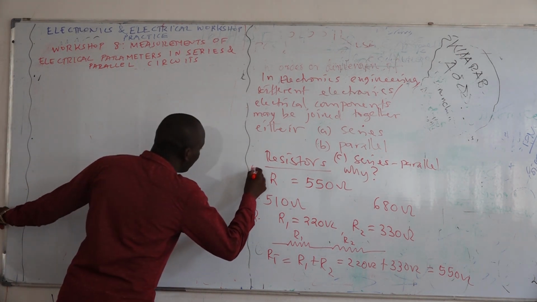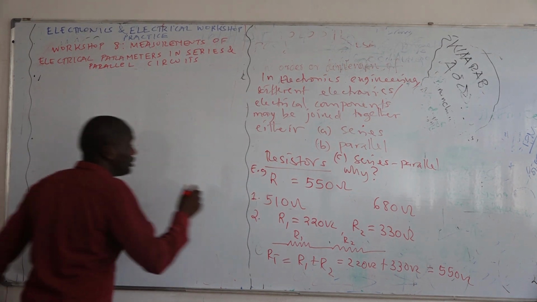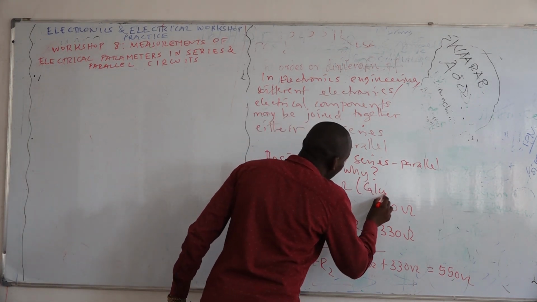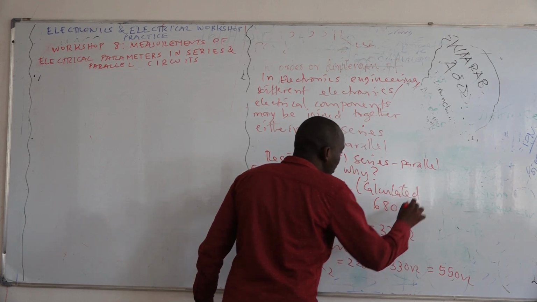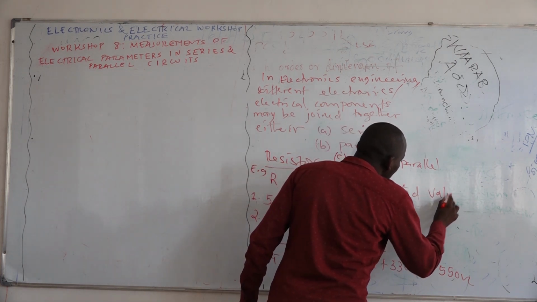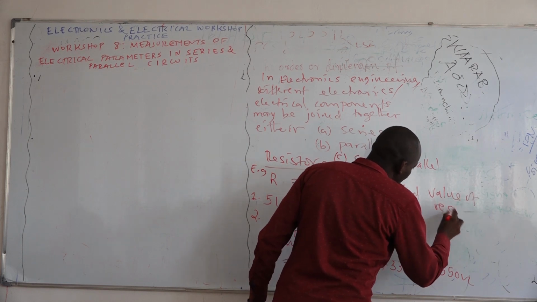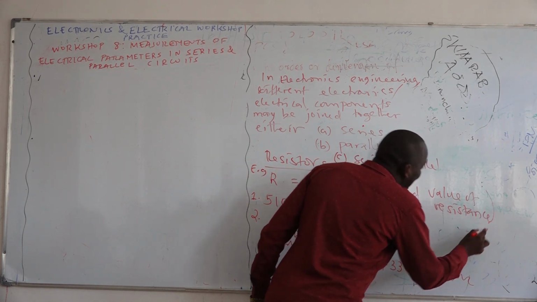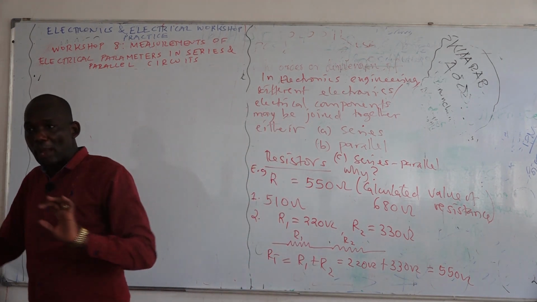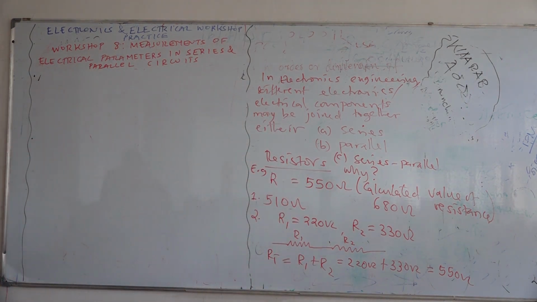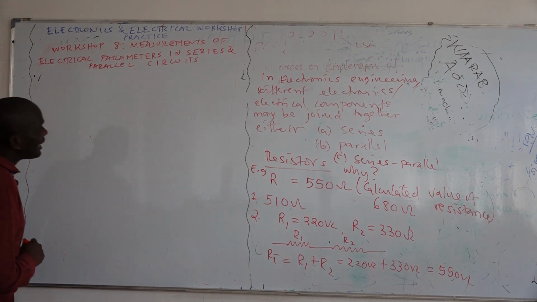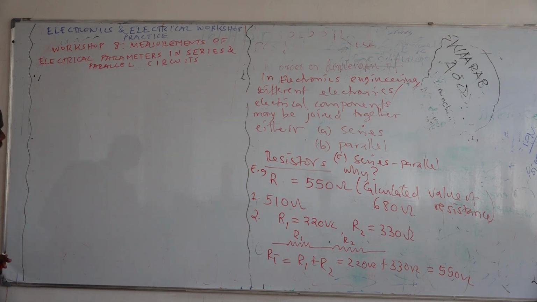So this is just a simple example. Let's say this is the calculated value of resistance. Let me give you some information. Write down this example. The same applies to capacitors, diodes and inductors. So if that's the case, then we may join different electronics components.